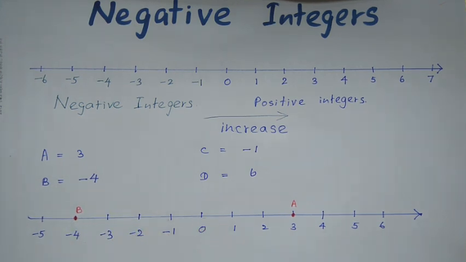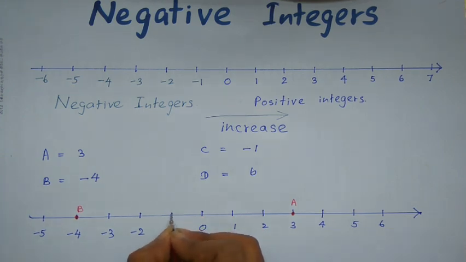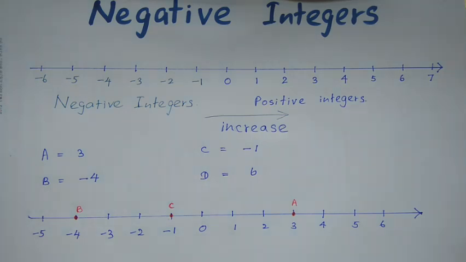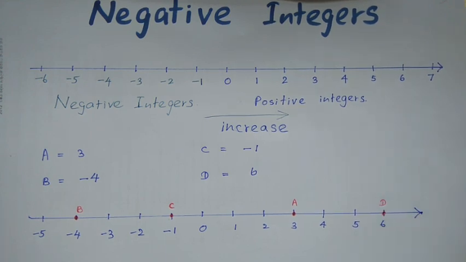And C is negative 1. Then there are 2 1s, positive 1 and negative 1. You should not put a positive mark on this one. If it is the number 1, you have to think that it is positive 1. Here C is negative 1. Then mark C, and D is 6. Go to 6 and mark D. This is how we mark numbers on a number line.